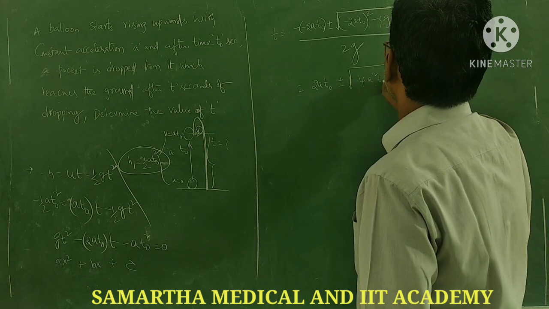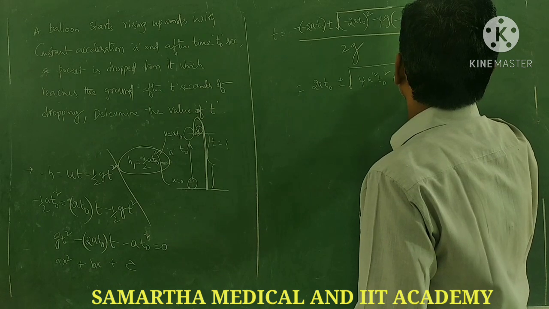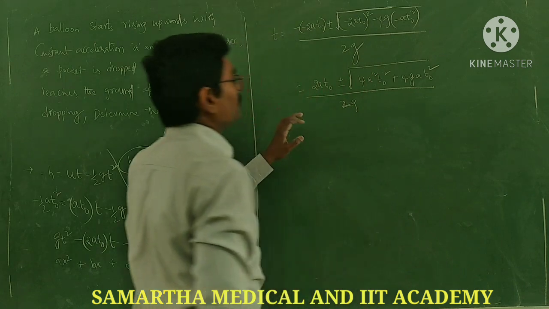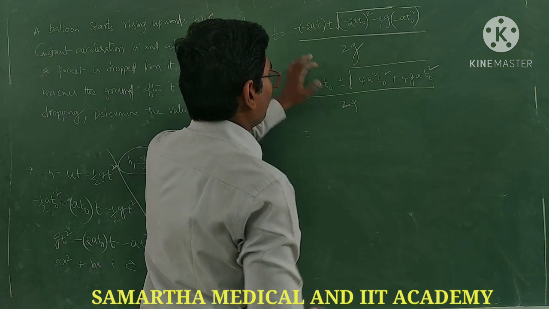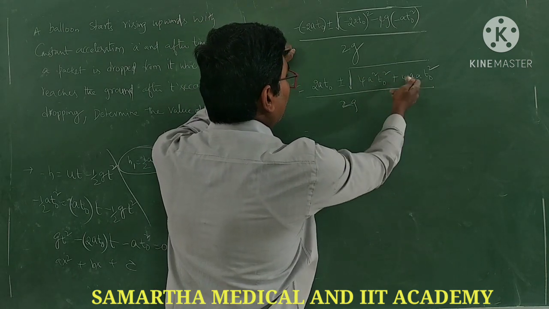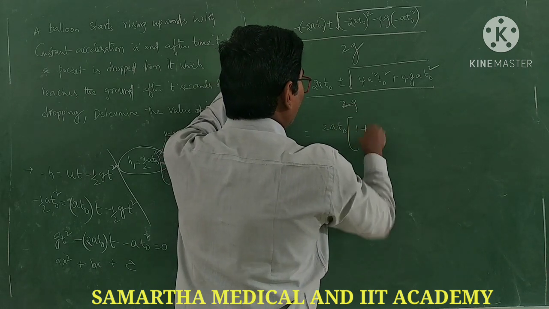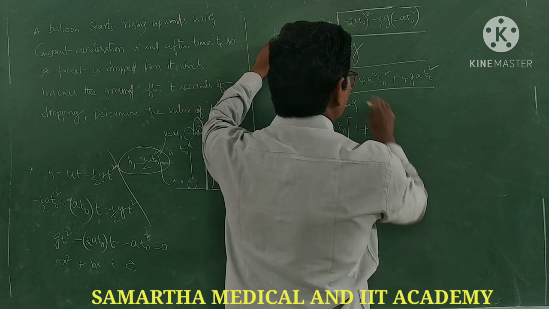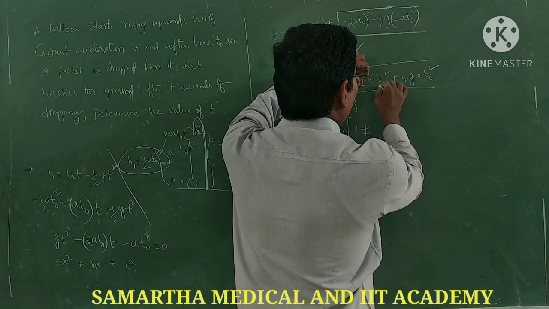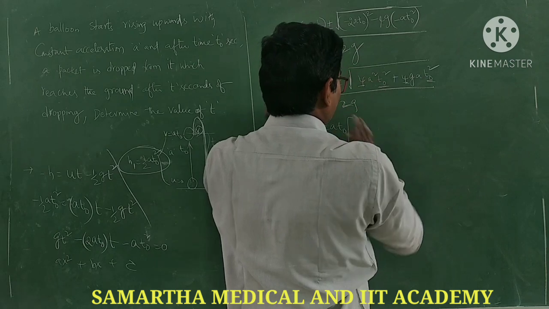So 2a t naught plus or minus root of 4a square t naught square plus 4g a t naught square, by 2g. Take t naught square common. After taking 2a t naught square common, you take common over there. 2a t naught, 1 plus or minus... From this, what can I take out? 4 t naught square, so 2 t naught I will take out.